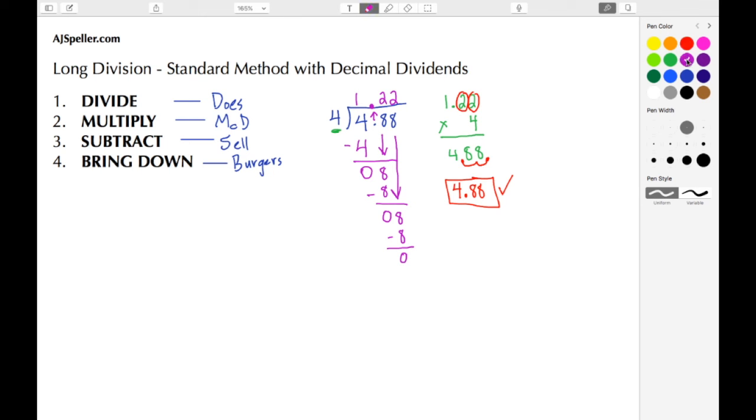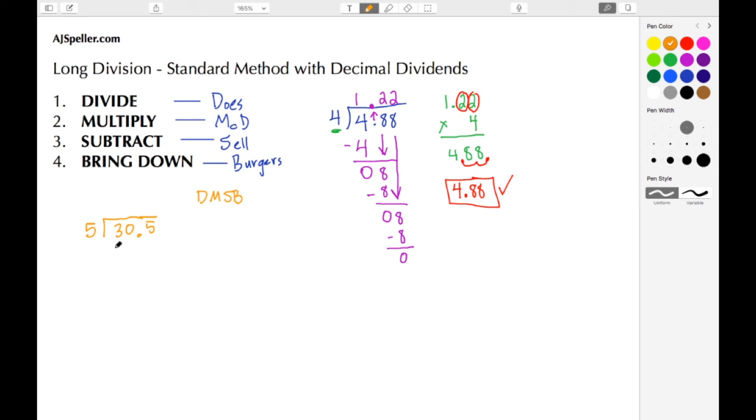Let's move on to our next example. Again, these are similar numbers. We're going to say our divisor is a 5, and our dividend is 30 and 5 tenths. And like I said in previous videos, let's keep writing that DMSB to remind us we need to divide, multiply, subtract, and then bring down.